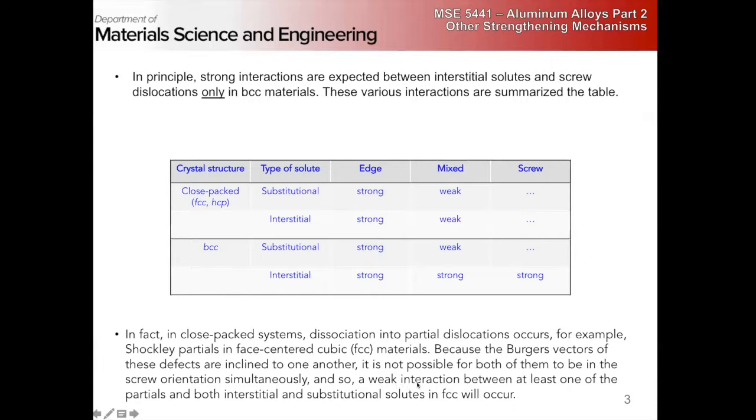They can either both be weak or one can be strong and one can be weak, depending on the inclination of the Burgers vector with respect to the line direction, right? So it's impossible for them both to be pure edge character. So generally, when you dissociate into partials, you weaken your substitutional solid solution strengthening.